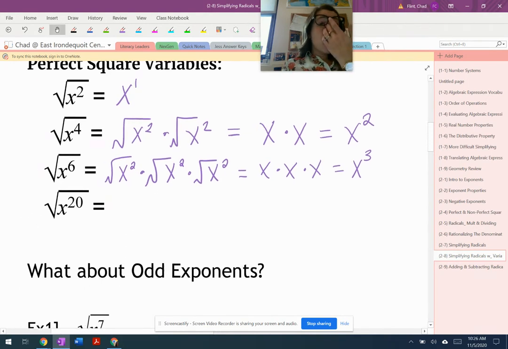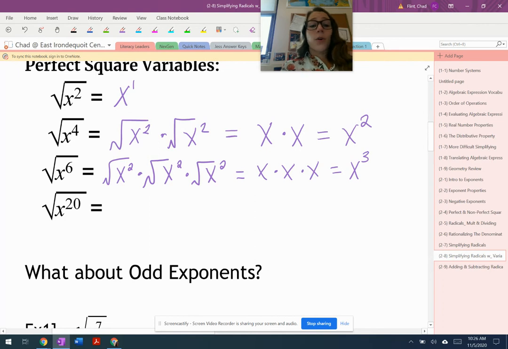If I skip this pattern and go all the way to x to the 20th, how many x squareds can I break up x to the 20th into? That would be 10 of them, because x squared times itself 10 times would get me to x to the 20th.